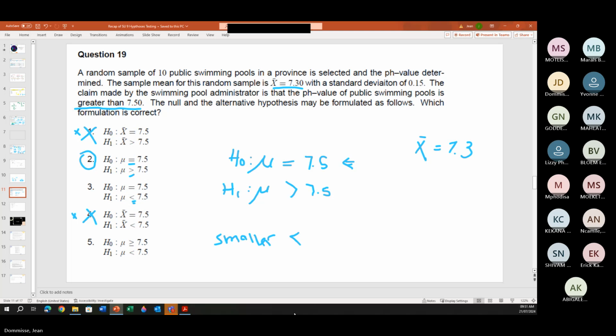And then somebody else could come and say, but hang on, I think that your public swimming pool is not equal to 7.5. And by saying not equal to, you basically get the not equal sign. So again, if we needed to go further with this one, that would have been a one tail, that would have been a one tail, and that would have been a two tail. But then the right option is option 2.